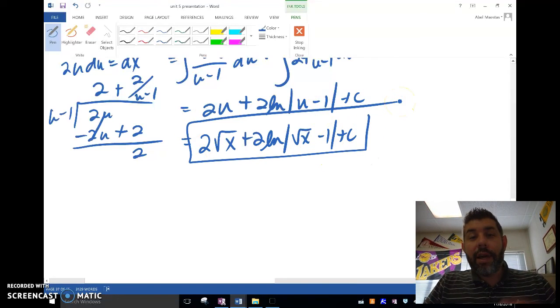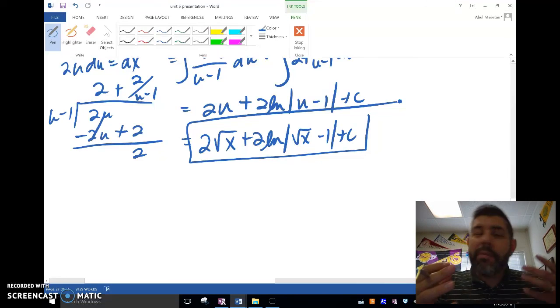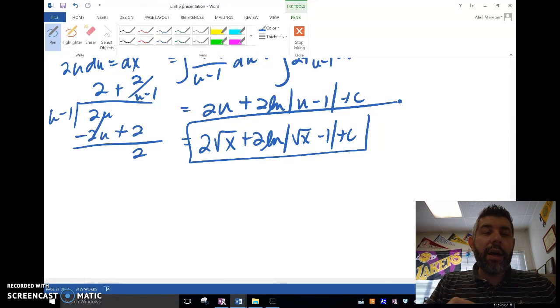All right. Okay, there you go. There's some not so straightforward ln natural log integrals for you.